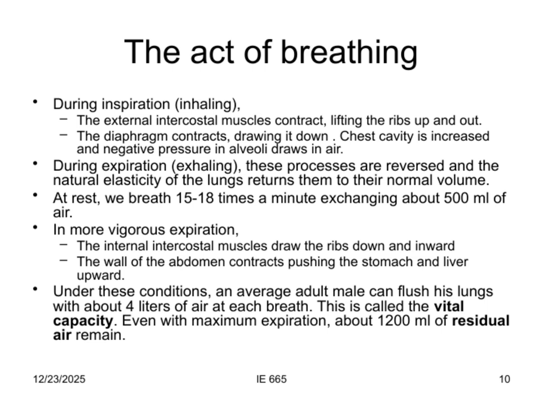The internal intercostal muscles draw the ribs down and inward, and the abdominal wall contracts, pushing the stomach and liver upward to help force air out more completely. Under these conditions, an average adult male can breathe in about 4 liters of air with each deep breath. That's known as the vital capacity. Even after maximum expiration, though, about 1,200 milliliters of air still remains in the lungs, which is called residual air. So, breathing involves a complex but efficient process of muscle action and lung elasticity, ensuring we get the oxygen we need and remove carbon dioxide effectively.